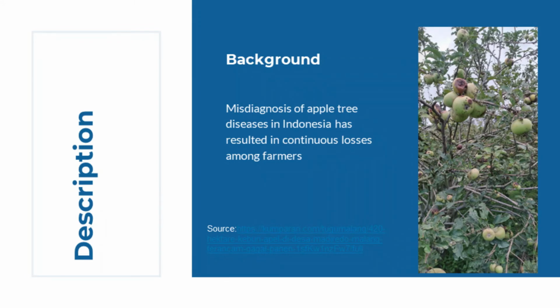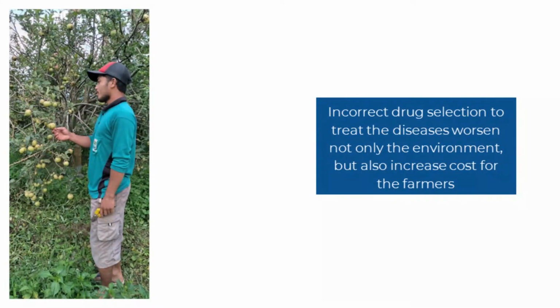But the cause of the disease itself is still difficult to diagnose, and the choice of the wrong drug to treat this disease worsens not only the environment but also increases the cost for farmers. Current disease diagnoses based on human coding are ineffective, time-consuming, and expensive. From this problem came the idea to use machine learning to overcome apple tree disease detection.